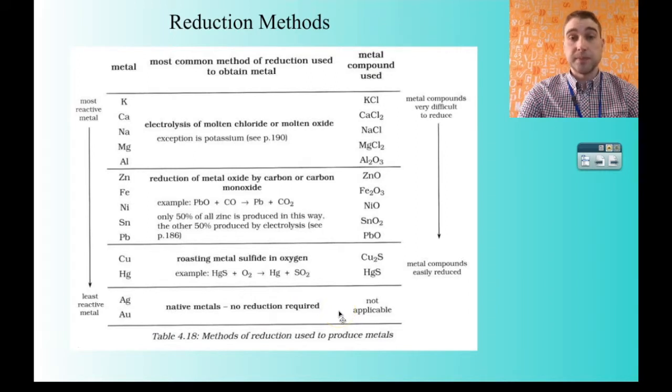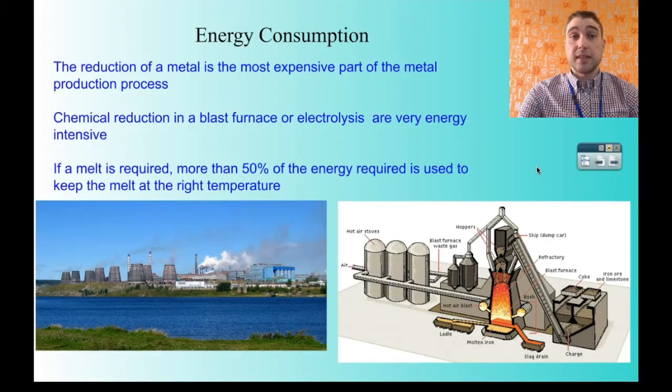In terms of environmental effects, the reduction part of the process requires an awful lot of energy, and so it's the most expensive part of the metal production process. If you use a blast furnace, so down here we have a blast furnace that's used for things like iron, you need to heat that up to high temperatures, and you need to provide things like gas or electricity to produce the really high temperatures there, and that can be quite expensive for the manufacturer.